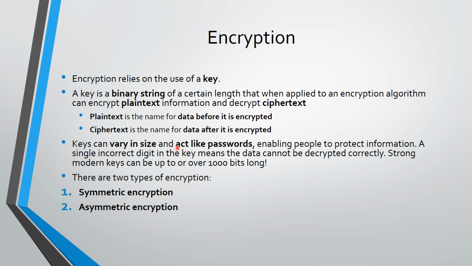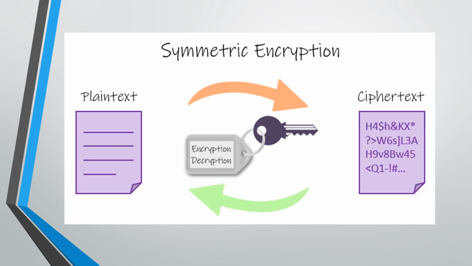Keys can vary in size and act like a password, enabling people to protect information. A single incorrect digit in the key means the data cannot be decrypted correctly. Strong modern keys can be up to or over 1000 bits long. There are basically two types of encryption: symmetric encryption and asymmetric encryption.